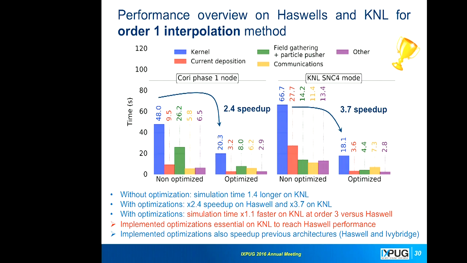So the conclusion is that the implemented optimizations are essential on KNL to reach Haswell performance. But optimizations are also very interesting for previous architectures, such as Haswell or Ivy Bridge, because I also did the same thing for Edison, our cluster equipped with Ivy Bridge processors.